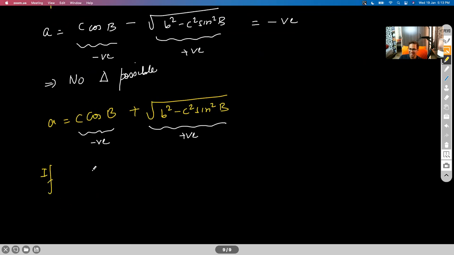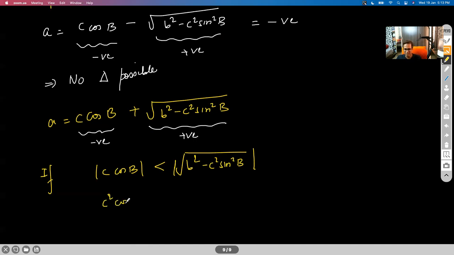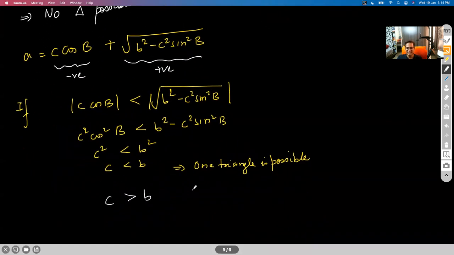So if the magnitude of C cos B is lesser than the magnitude of the under root b square minus c square sine square B, then the positive quantity will dominate the negative quantity. It means overall it will make things positive, because this is more powerful than this guy. So even though this is negative, on adding, it will become a positive quantity. By the way, this is something that we have already solved in our previous slide, but I will do it again. That means if your c square is less than b square, that means if your c is less than b, then one triangle will be possible. But on the other hand, if your c is more than b, then again, no triangle is possible.